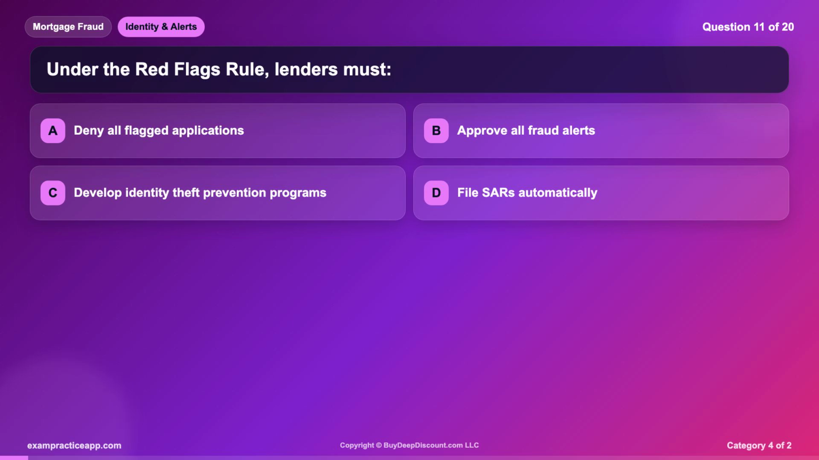Question 11. Under the red flags rule, lenders must: option A, deny all flagged applications; option B, approve all fraud alerts; option C, develop identity theft prevention programs; option D, file SARs automatically. Take a moment to choose your answer. The correct answer is option C, develop identity theft prevention programs. Explanation: The red flags rule requires lenders to establish written identity theft prevention programs.